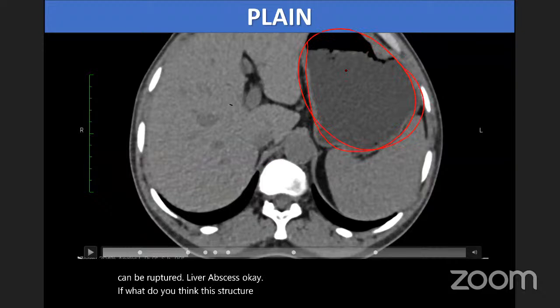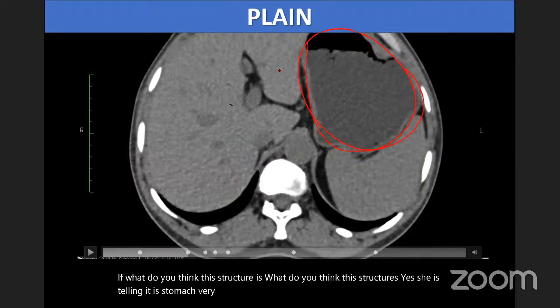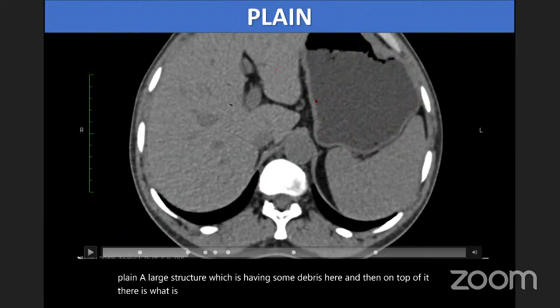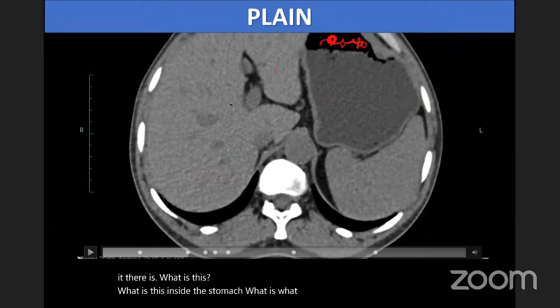What do you think this structure is? Yes, ESD is telling it is the stomach. Very good. It is present in between the liver and the spleen, a large structure which is having some debris here. And then on top of it, what is this? What is this inside the stomach? What do you think is in this area inside the stomach?